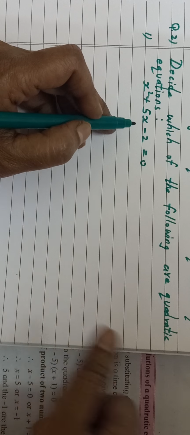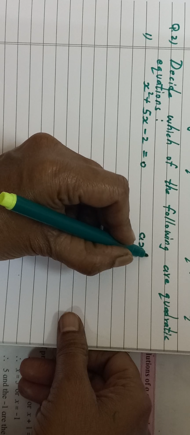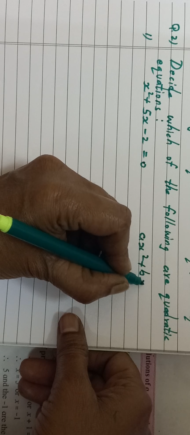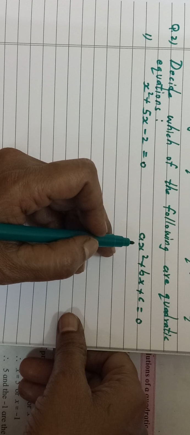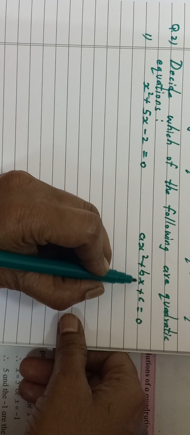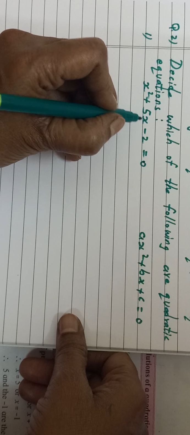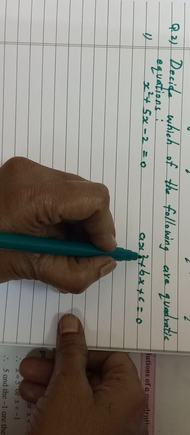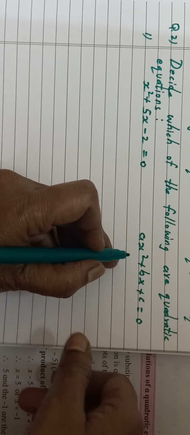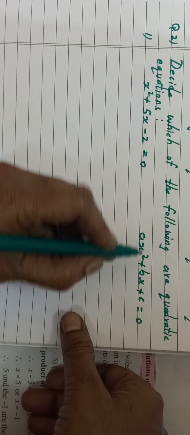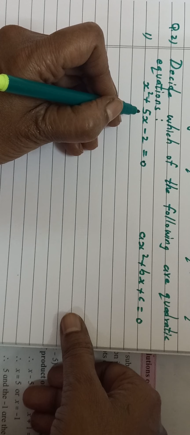What you have to do: we have studied that the standard form of the quadratic equation is ax square plus bx plus c is equal to 0. Here, if you see, there should be only one variable. Here the variable is x. Here also the variable is x. And the degree should be 2, that is, the maximum index of the variable should be 2. Here the degree is 2 and there is only one variable. So it's a quadratic equation.